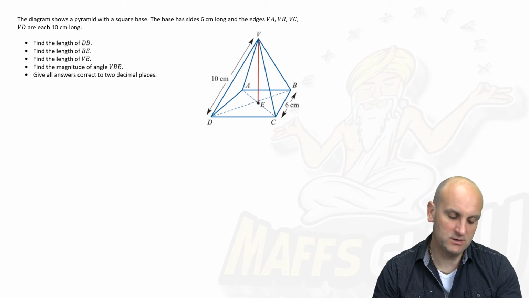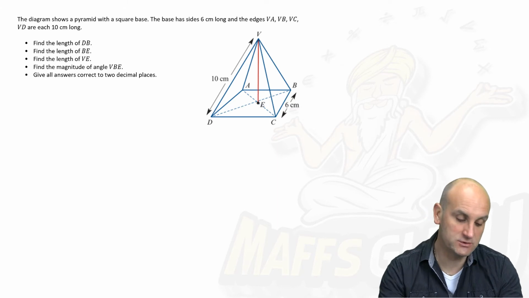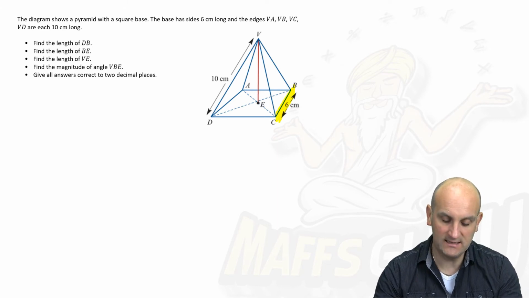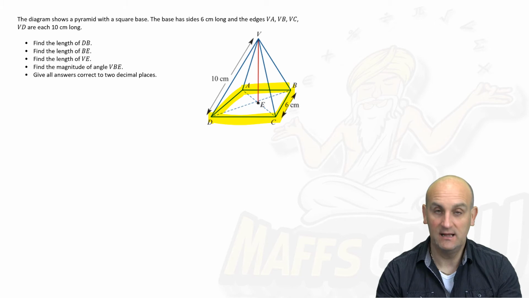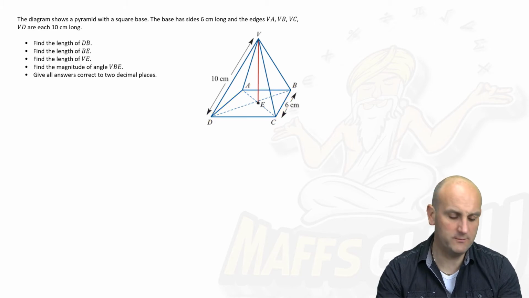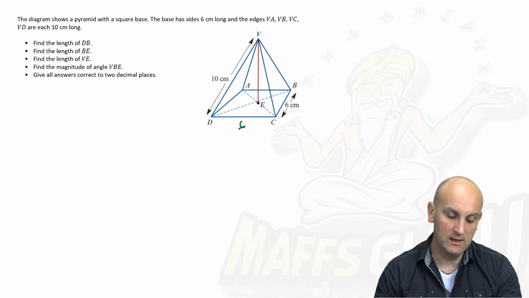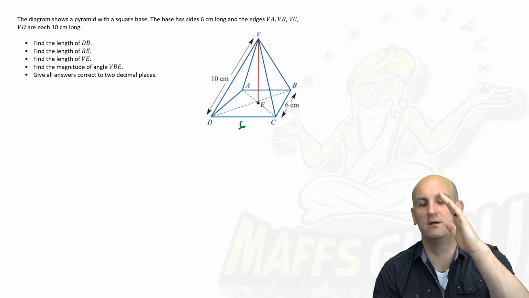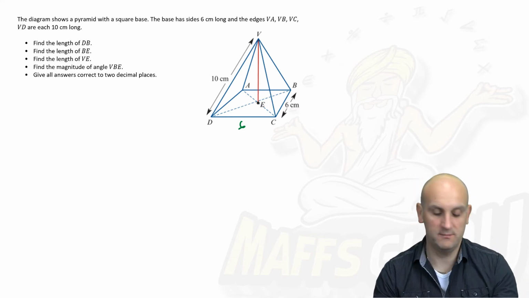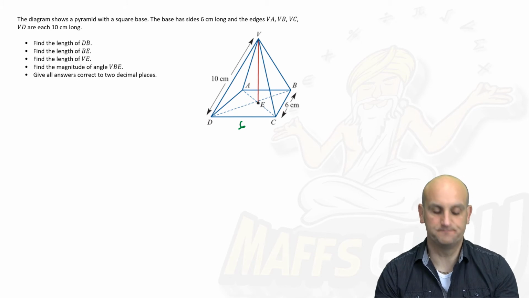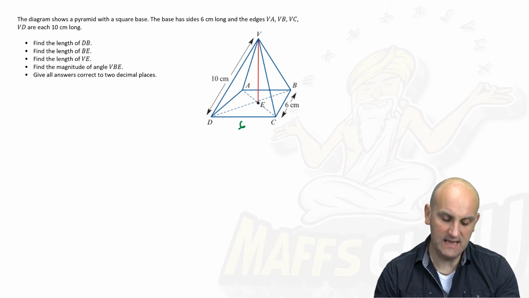So the diagram shows a square-based pyramid. Now that's the first trick. It's square-based, which means that length is 6, that is 6, that is 6, and that is 6. A lot of people miss that very important piece of information, strangely. So I'm going to write 6 there just so I know. The base has sides 6 centimeters long, and the edges VA, VB, VC, and VD are 10 centimeters long. So basically all of the edges of my pyramid are 10 centimeters long. Find the length of DB.